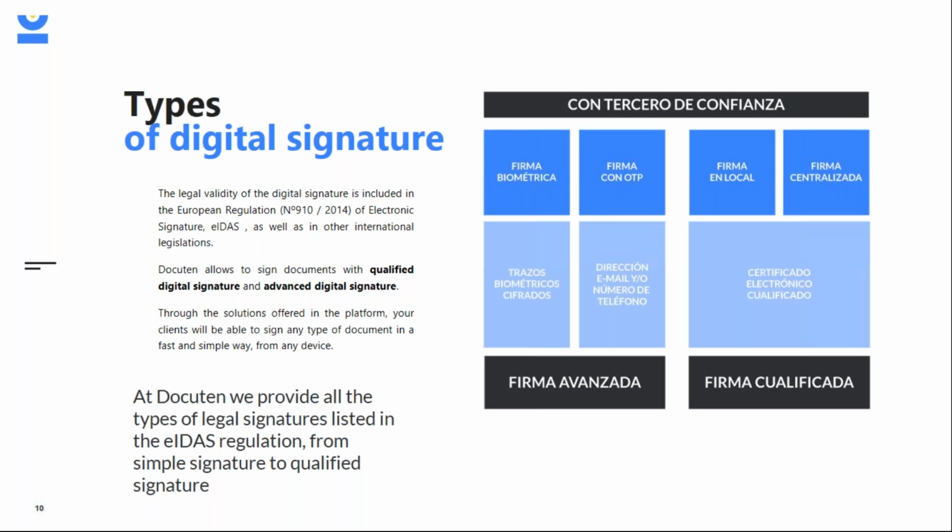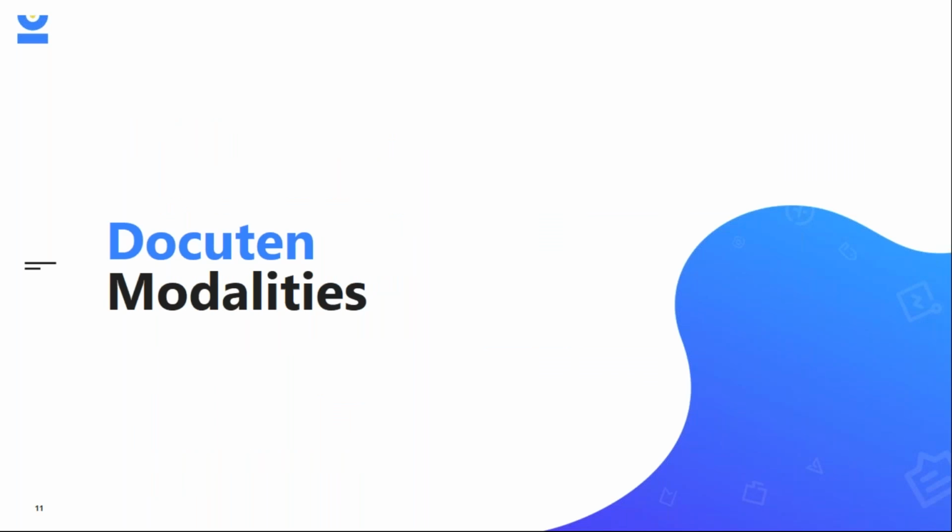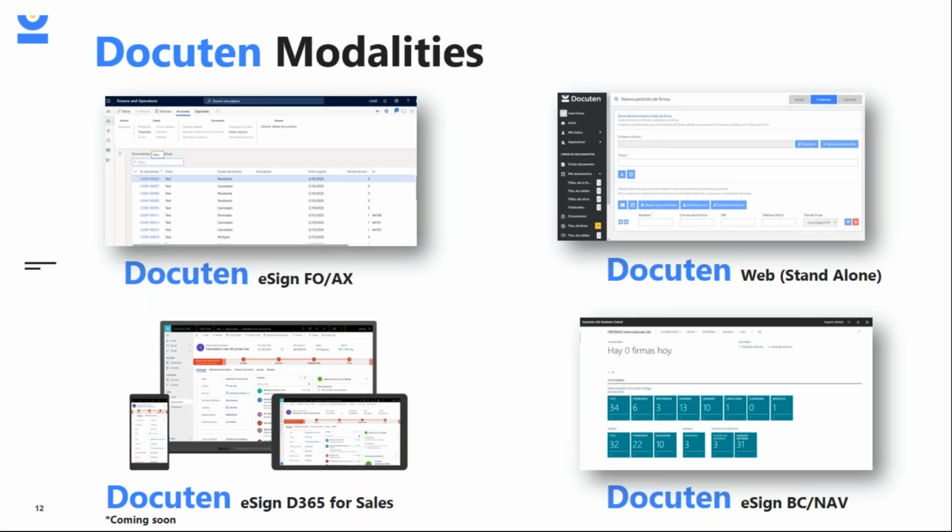Now we move on to the Docuten modalities. You will be able to use Docuten in various ways. Here you can see the three main ones, and the coming soon one will be shortly. We will start with Docuten Standalone, which is based on the web portal. You will be able to log in and upload your documents for later signing.